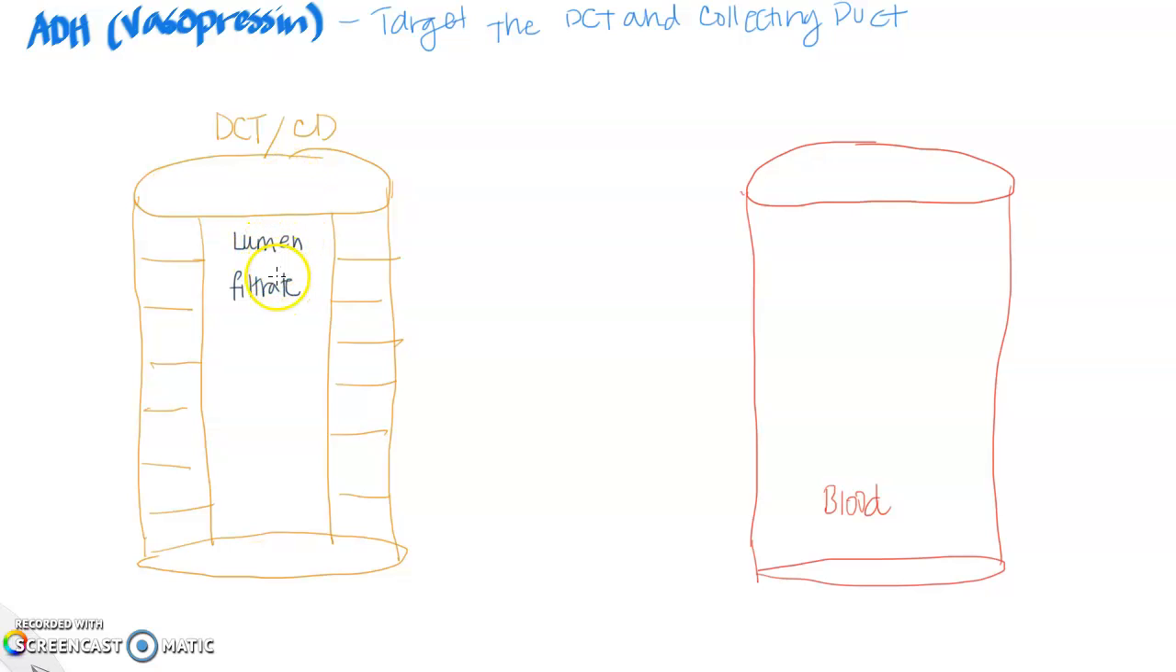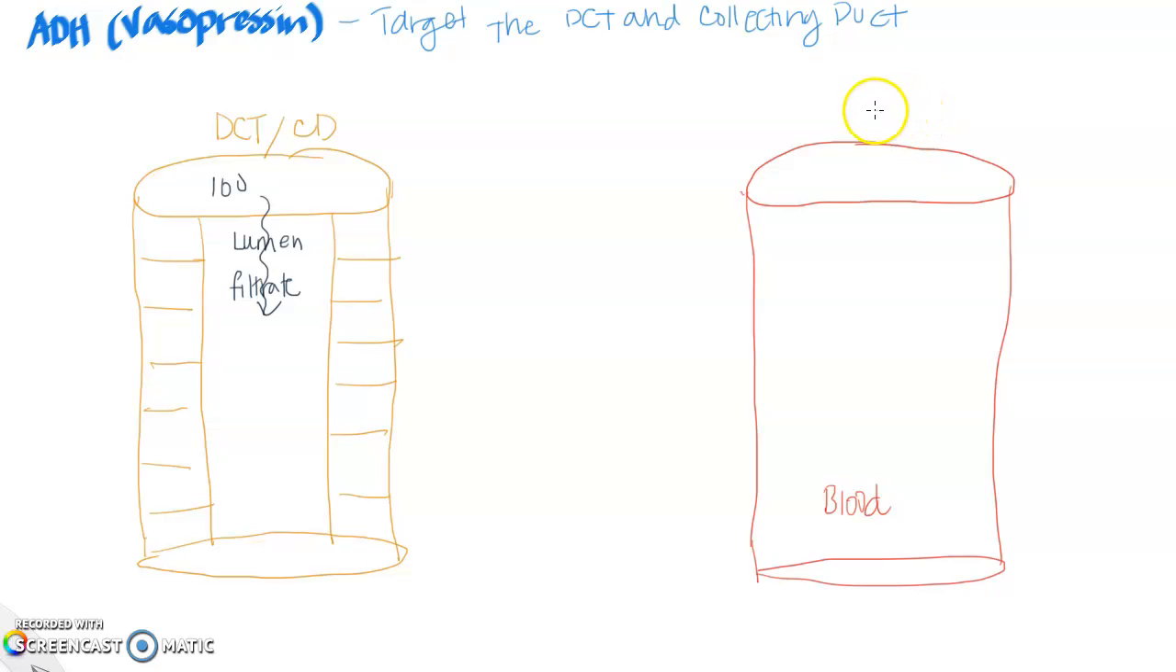So as it comes in, we'll say that it's 100 milliosmoles. So it's coming through the distal convoluted tubule and the collecting duct at about 100 milliosmoles. So that filtrate is coming in through.